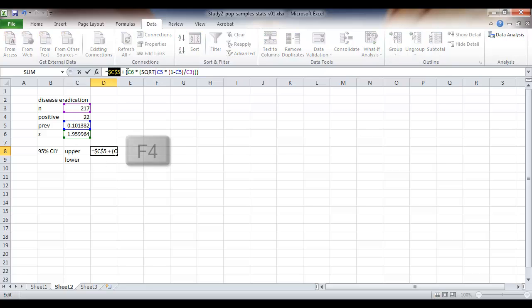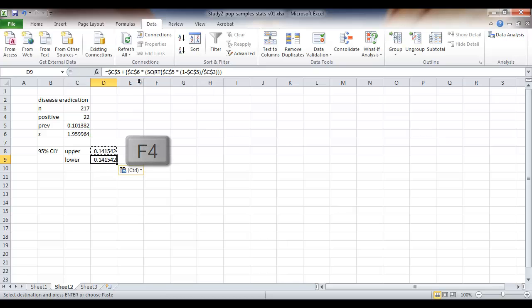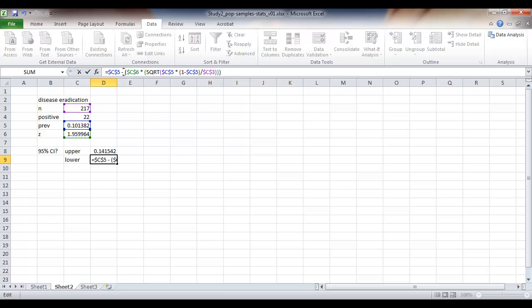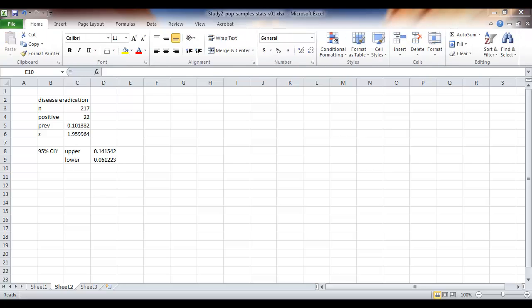If we go through and use F4 to make all of these references absolute cell references, then we can copy and paste that formula into the cell below, change our plus sign for a minus sign, and find our lower confidence interval. So that's all very well and good if the prevalence is moderate, but what if the prevalence was very high or very low?